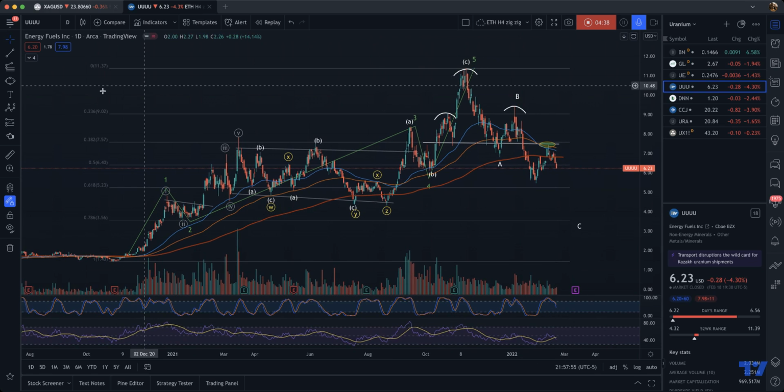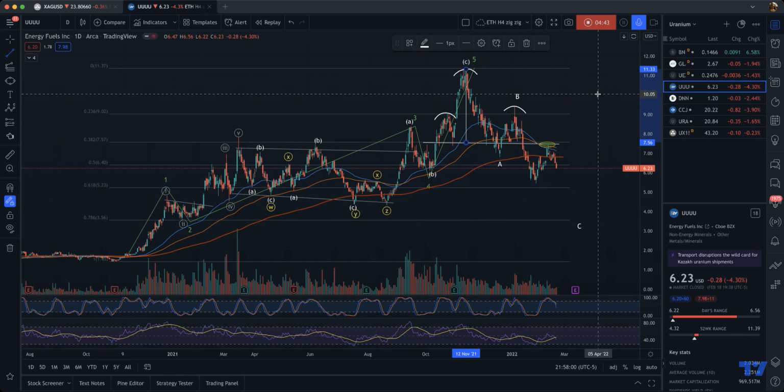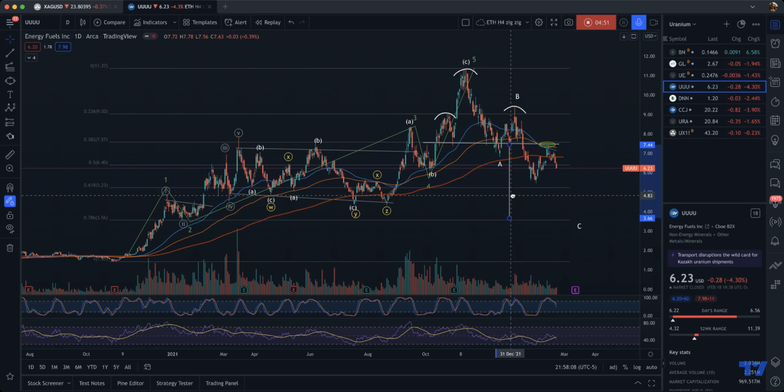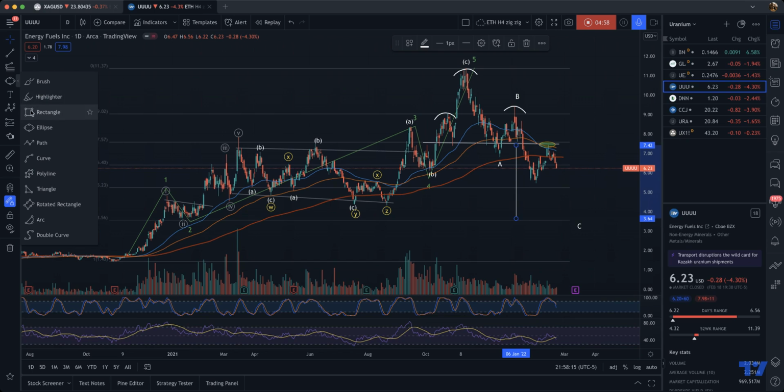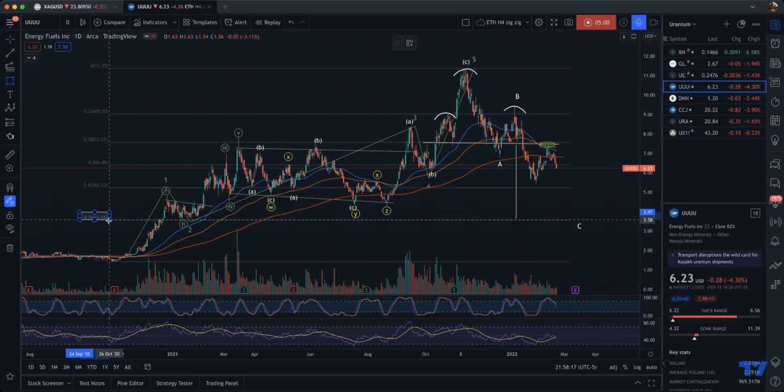Now if we look at the chart here, this is how you measure from the top of the head to the neckline. This is how you get your head and shoulders target. So it puts it right about here at 356, which is the 786. I don't know if you guys can see it. That's the fib retracement of all of this. So retracing this entire move to the 786 would make sense.